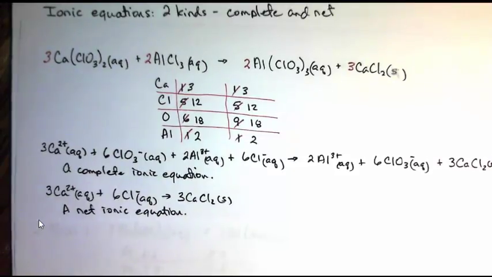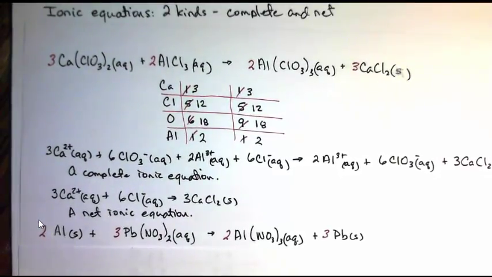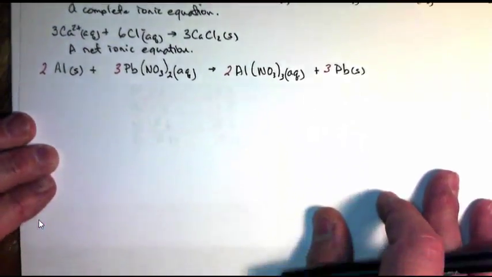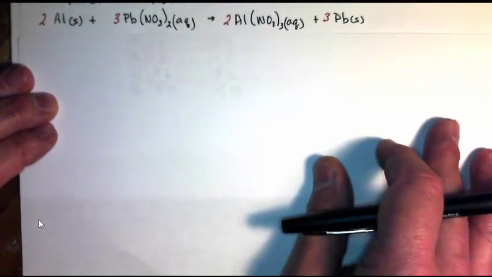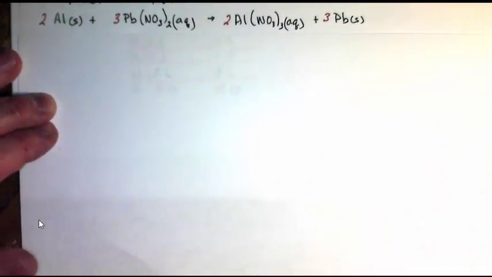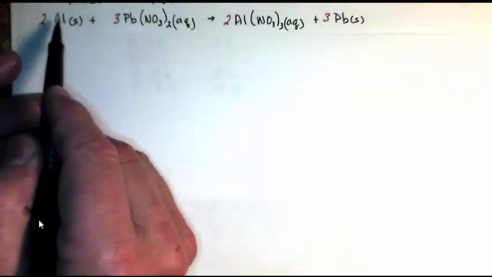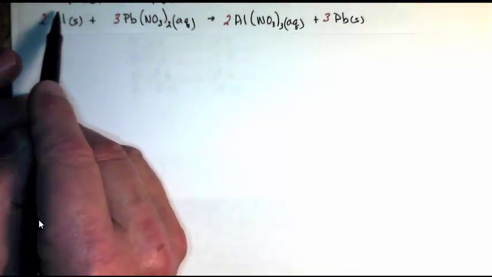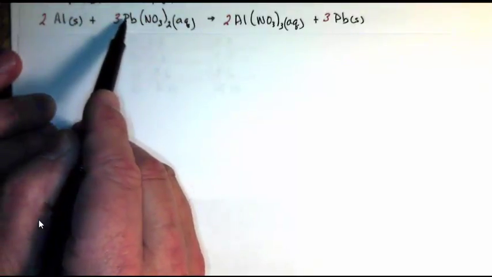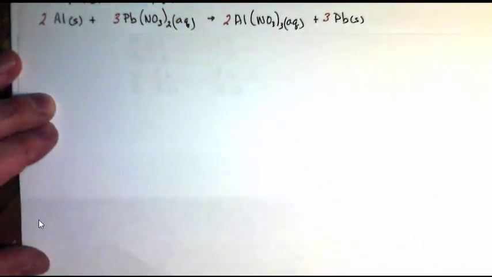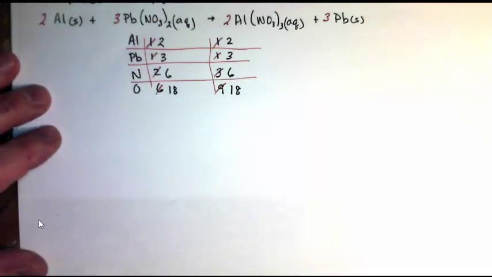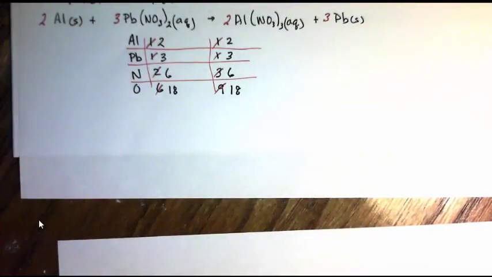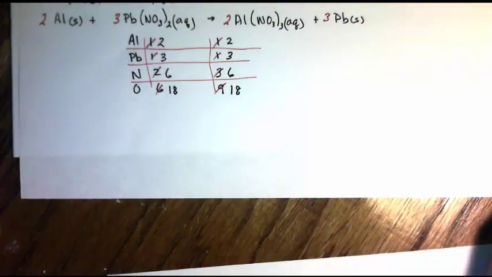All right. So what kind of equation is this? Which classification does this fit into? Single displacement. Because I've got a single thing by itself and it displaces something that's in this compound. Okay? I've already balanced this one for you as well. And all we're going to do now is to try to write the complete and net ionic equations for this. So we'll give you a couple minutes to work on that.